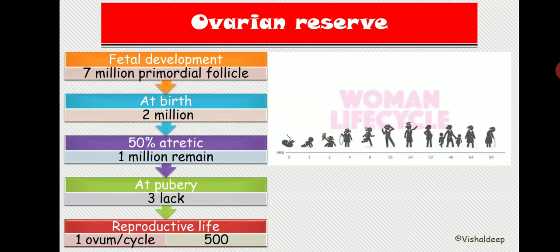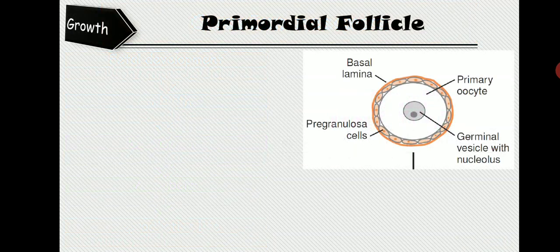During the reproductive life, the female will secrete 1 ovum per cycle. So in this entire reproductive life, she only secretes 500 follicles. The remaining will degenerate. So let's discuss the different stages of follicular growth, starting with our first one, the primordial follicle.